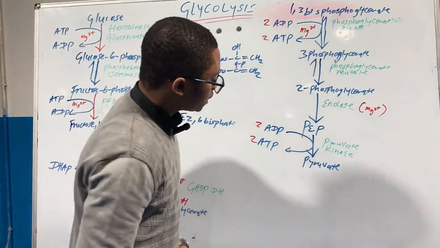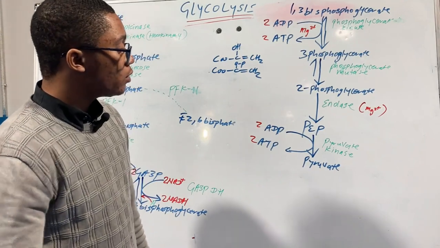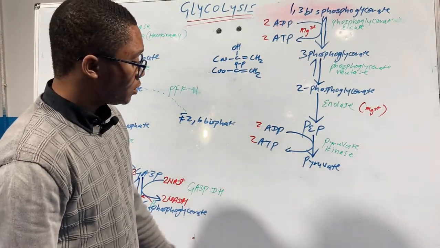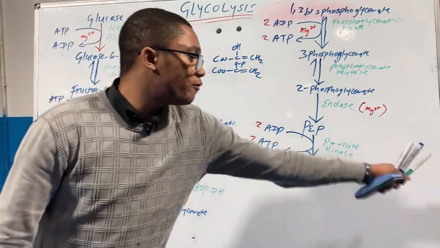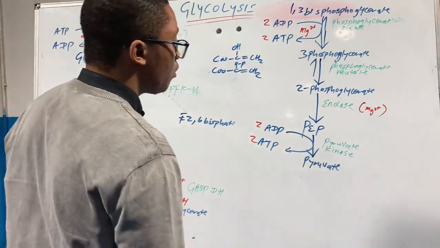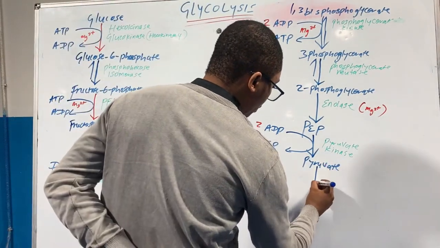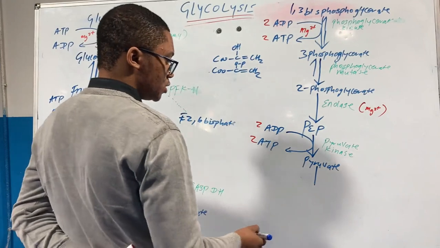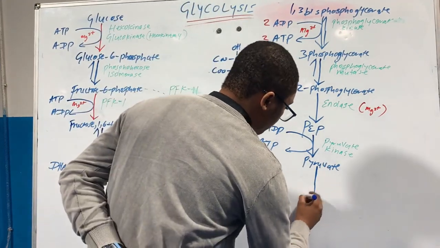The next stage is the conversion of pyruvate. Depending on the availability of oxygen in the human body, pyruvate can be converted into lactate, or it can be converted into acetyl-CoA. So depending on the availability of oxygen, pyruvate can be converted to what?